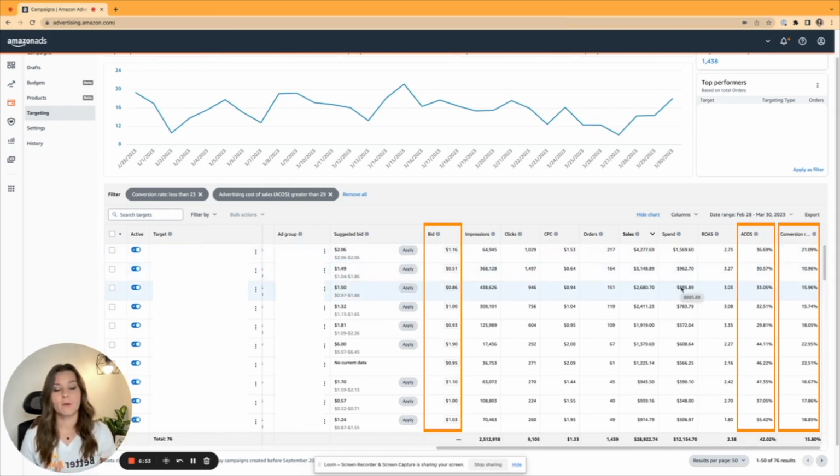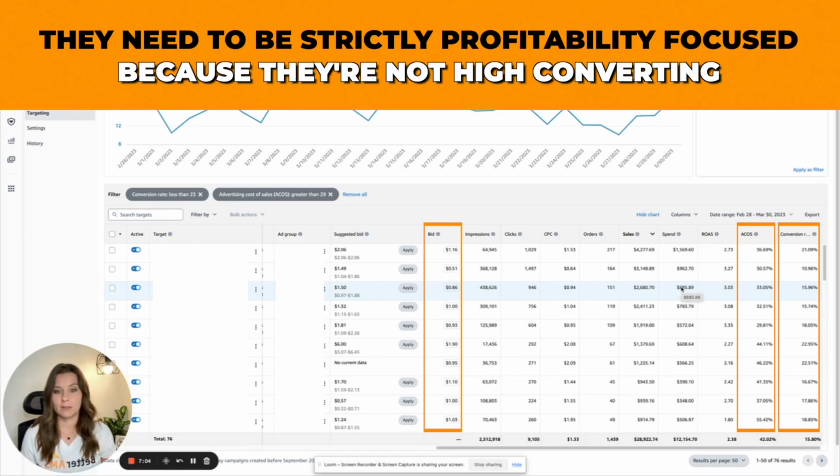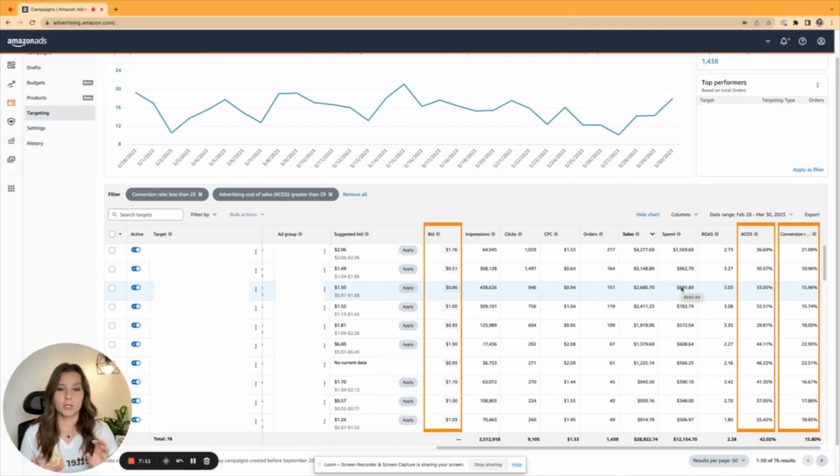I want my bid to be lower than my CPC on these keywords, because I want to cut down on any bleeding spend. And this batch of keywords needs to be strictly profitability focused, because they're not high converting, right? So they're not doing the same long-term growth for our account that the high converting ones are. So we want to make sure that they are running very lean.